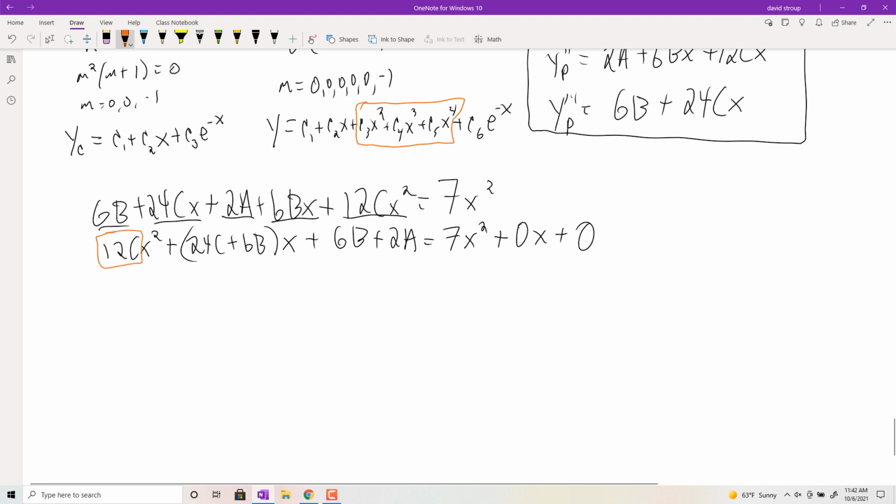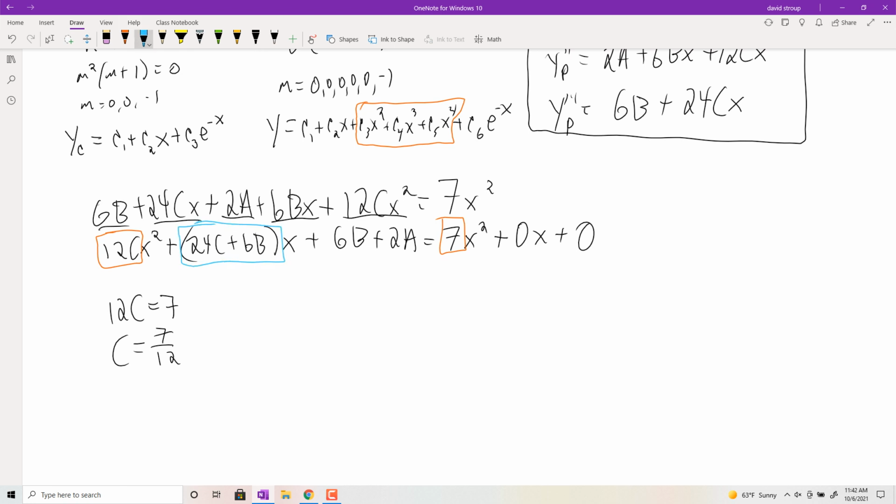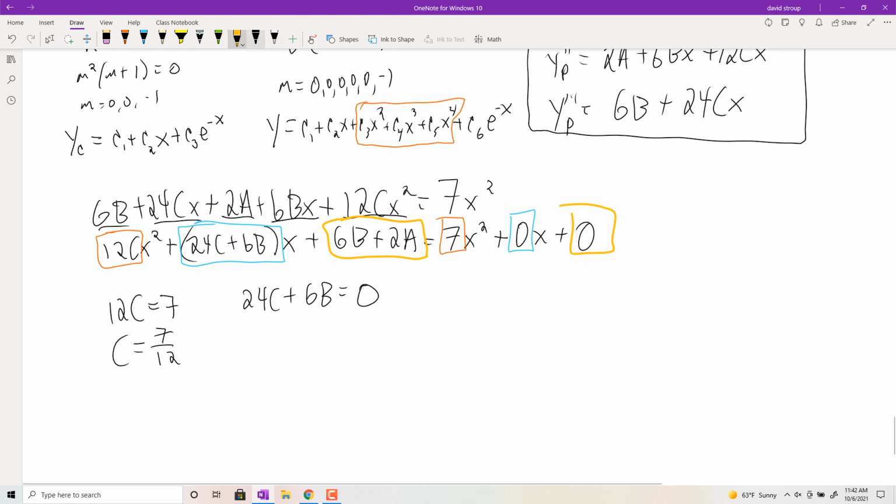the coefficient of x squared over here should equal the coefficient of x squared over here. So I get 12c equals 7, and I can automatically solve for c. Then the coefficient over here should equal the coefficient of x over here. So I get 24c plus 6b equals 0. And then finally, the coefficient here should equal the coefficient here. Constants equal each other. 6b plus 2a equals 0. And then you have a system of equations, 3 unknowns that you should be able to solve.